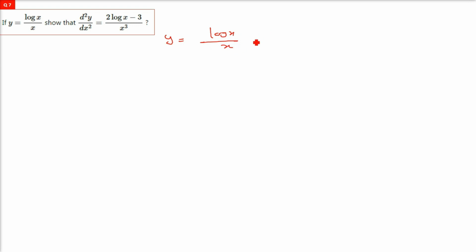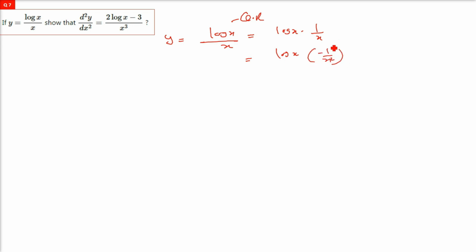Now there are two methods to do it. Just apply the quotient rule, or you say it is log x multiplied by 1 by x, so you can apply the product rule also. If you have a numerator and denominator, you can use the quotient rule. But you can also use the numerator as it is, and take 1 by the denominator as the second function. This is up to you, whichever way you are comfortable, you have to follow that. So I am following the product rule.